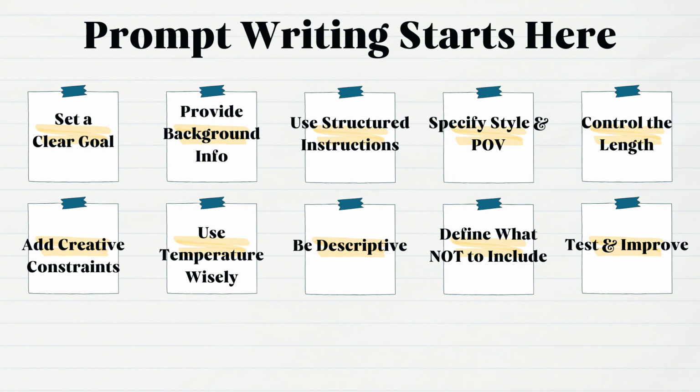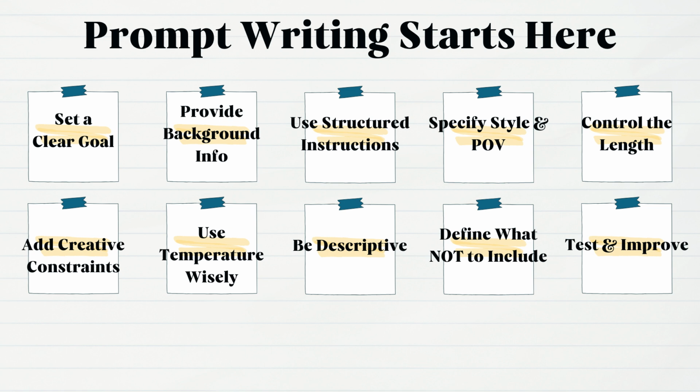The second one is to provide background information. You have to give the model direction with a title, theme, or setting. You can also add a short summary or titles if needed. For example, we can ask it to write the opening scene of a dark fantasy story titled Black Path.